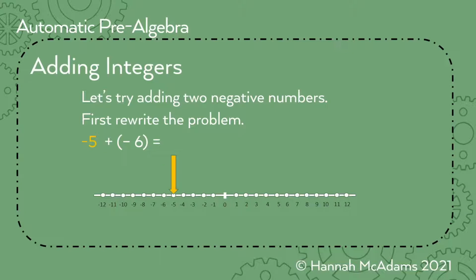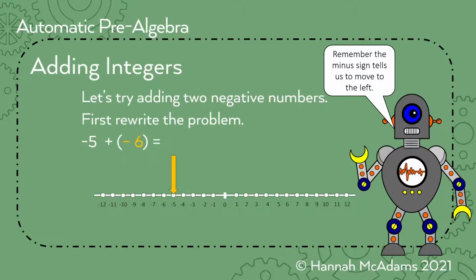And then are we going to go to the right or the left? The left, 6 times. Okay, remember that the minus sign tells us to move to the left, so here we go. Right. It doesn't matter for this one. Just for adding? We know it's going to be negative because both of these are negative.